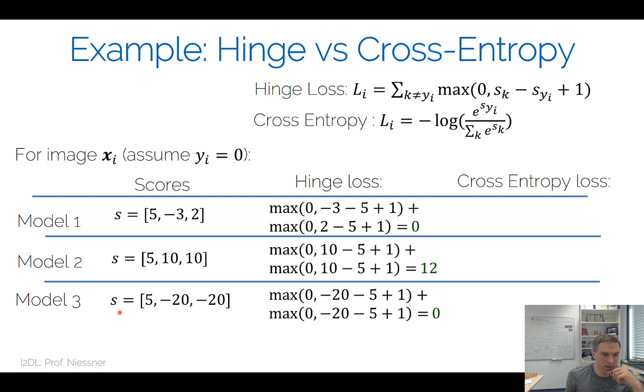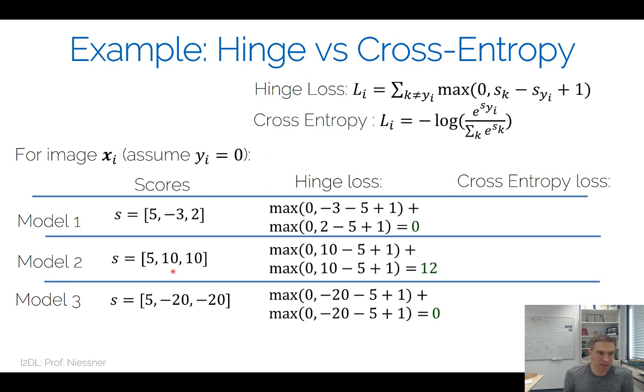And then model 3 says minus 20 minus 5 plus 1 is very negative, so this is good. And minus 20 minus 5 plus 1 also here is very negative, so this is also 0. So we have two zeros here. And we see that basically the Hinge loss says this model is good, and this model is good, and this model is bad, which to some degree is true, so this is nice.